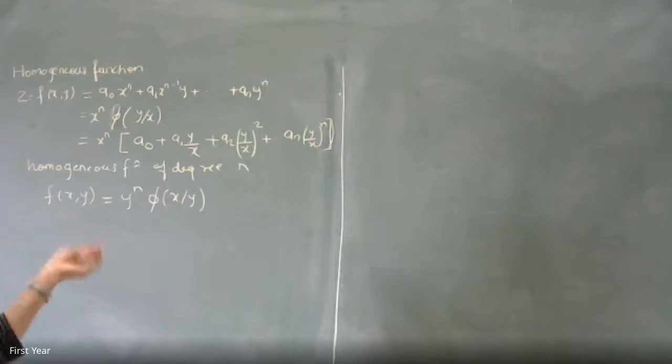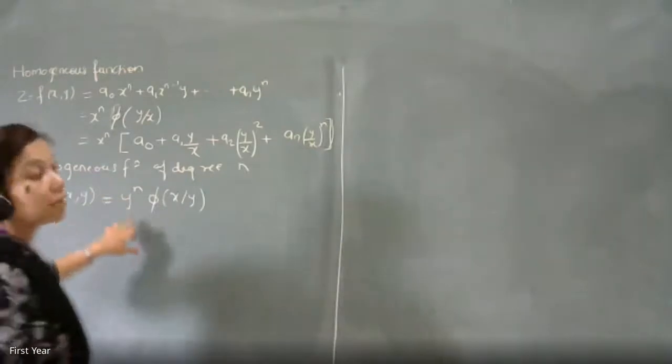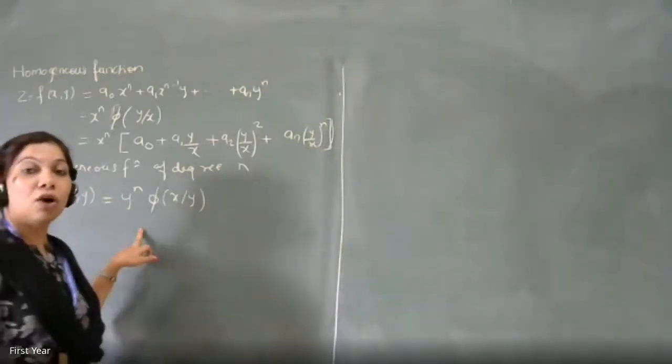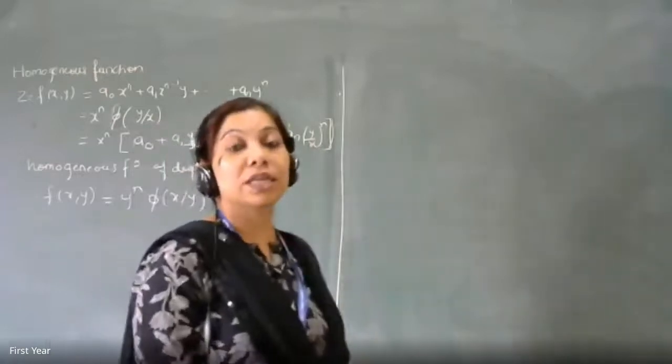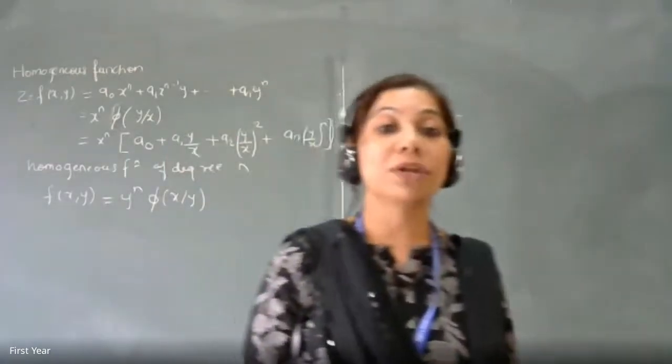A function f of x y is said to be homogeneous if it can be written as x to the power n phi of y by x, or y to the power n phi of x by y, and none of these. So your correct option will be: if you are taking x raised to n common, it should be y by x; if you are taking y raised to n common, then it should be x by y. This is the basic definition. All the terms should be of the same degree, but we can rewrite it in this form. Is that clear to everyone? What is the meaning of homogeneous function?